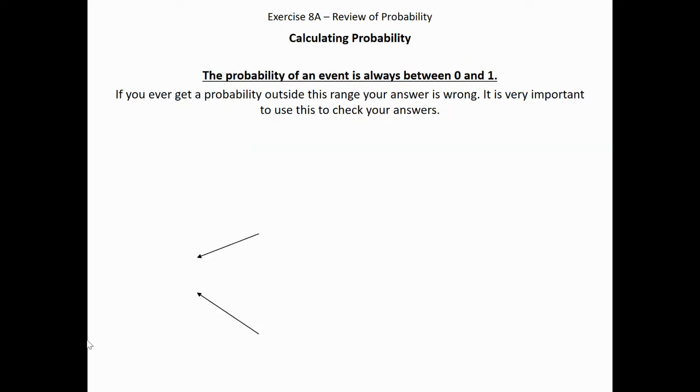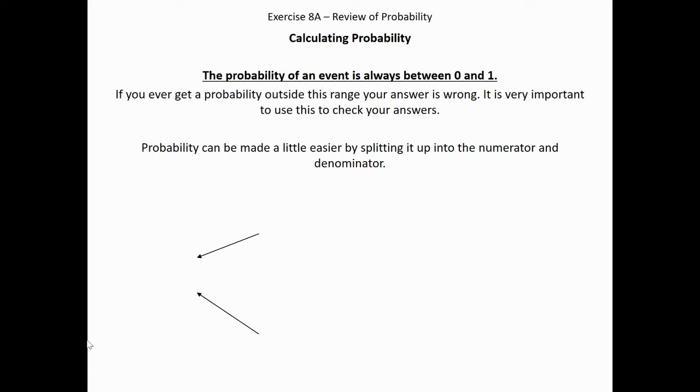Now, when we're calculating probability, 0 means impossible. It can't happen. 1 means it's certain. It must happen. So you're always going to get a probability that is somewhere in between impossible, 0, and certain, 1. So if you ever get an answer outside of that, so it's not a fraction, a decimal, or a number in between those bounds, then that's probably a hint. I've probably made a mistake here with my maths. Let's go back and check.